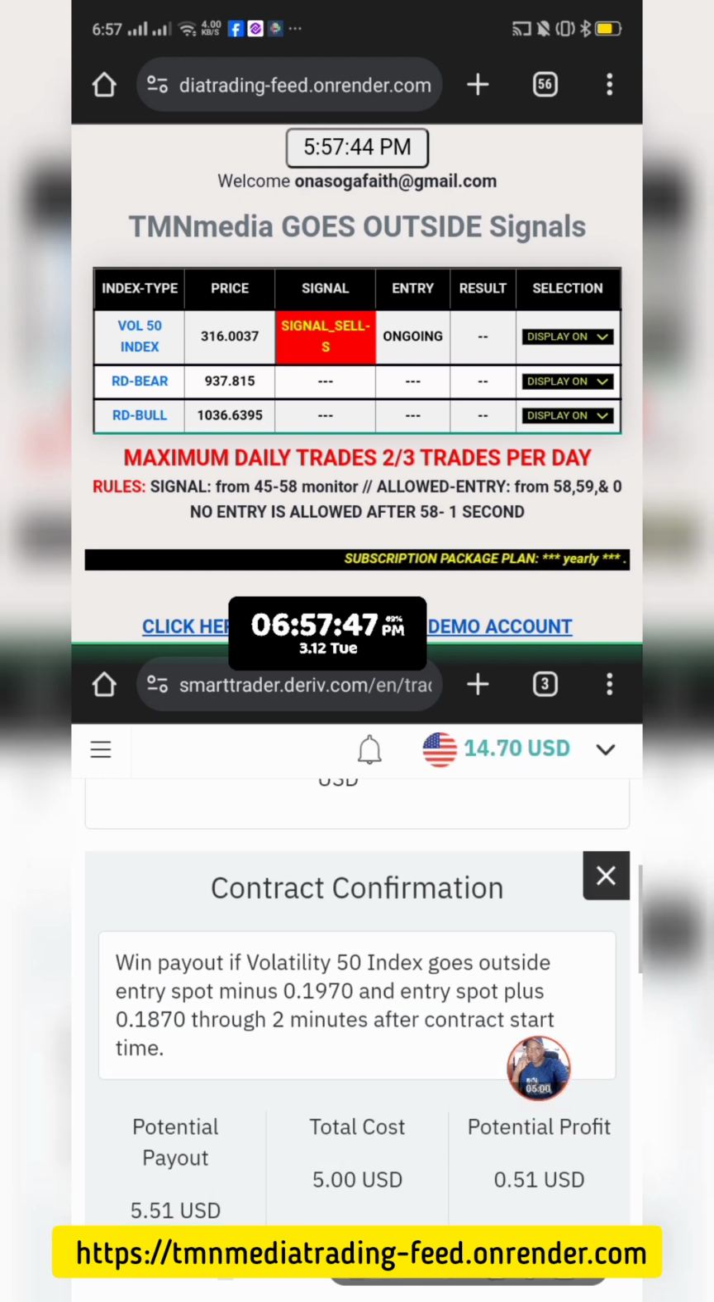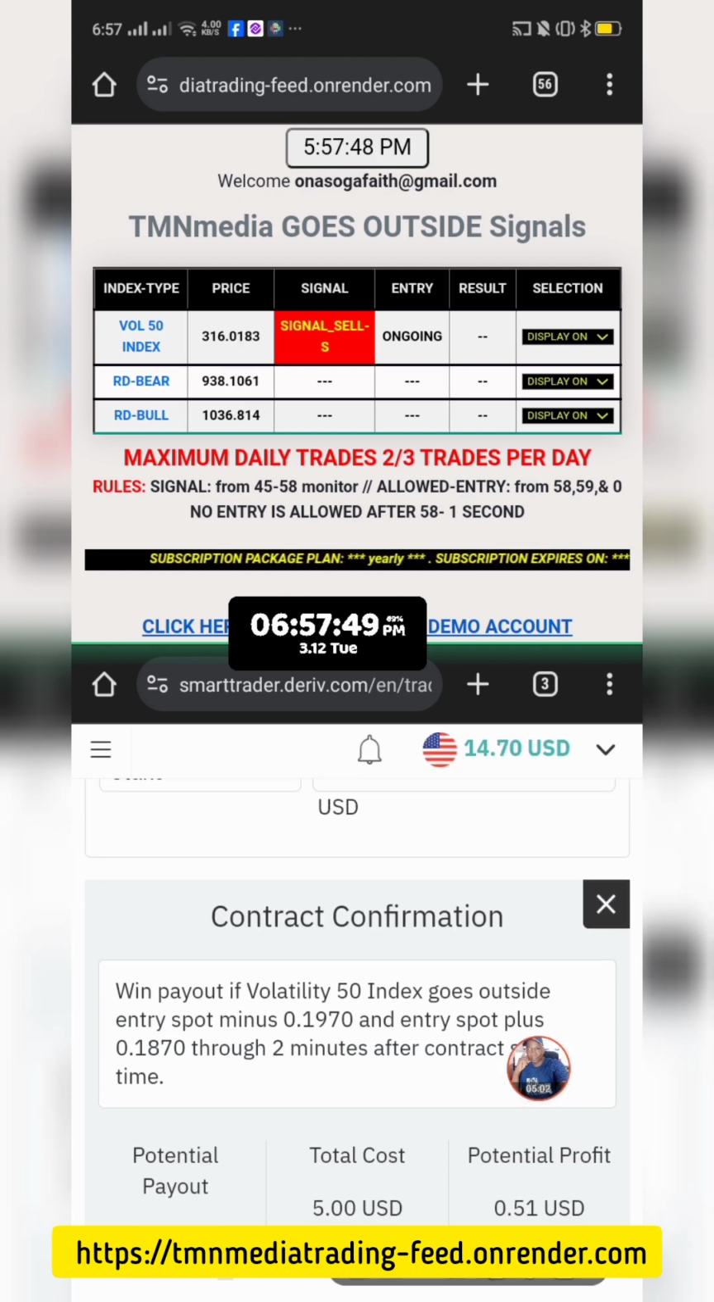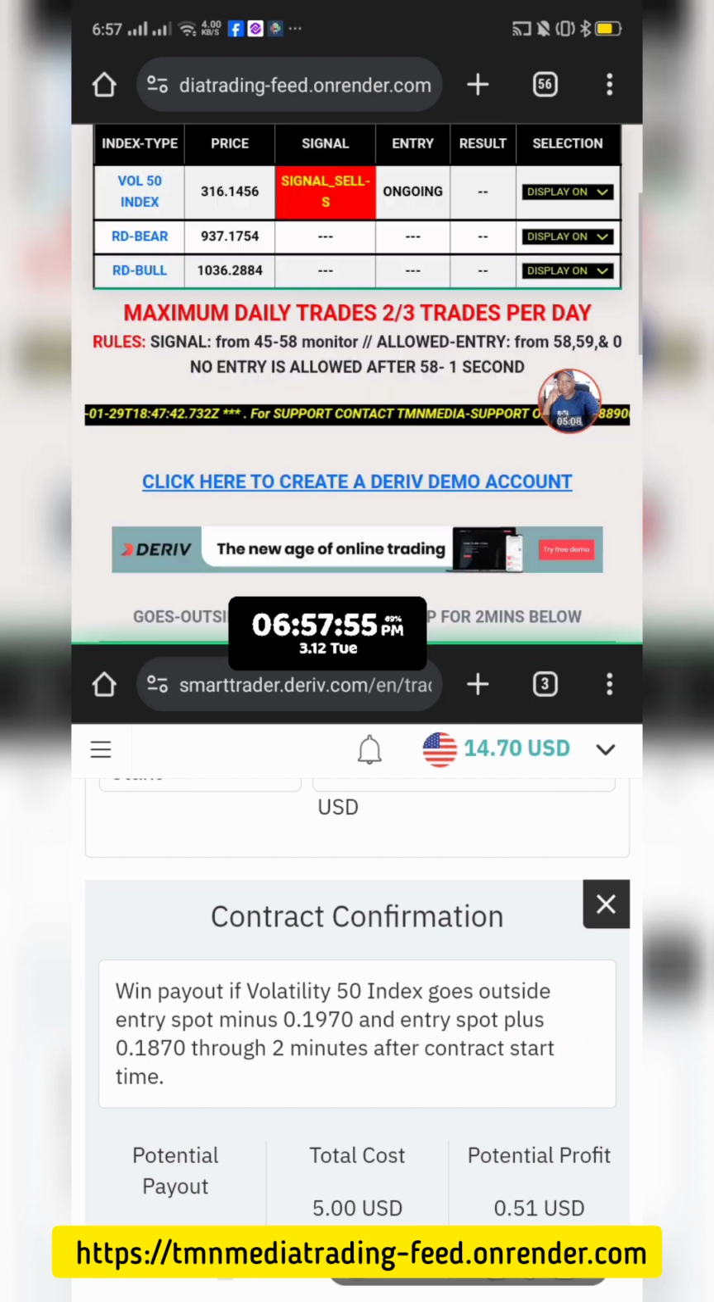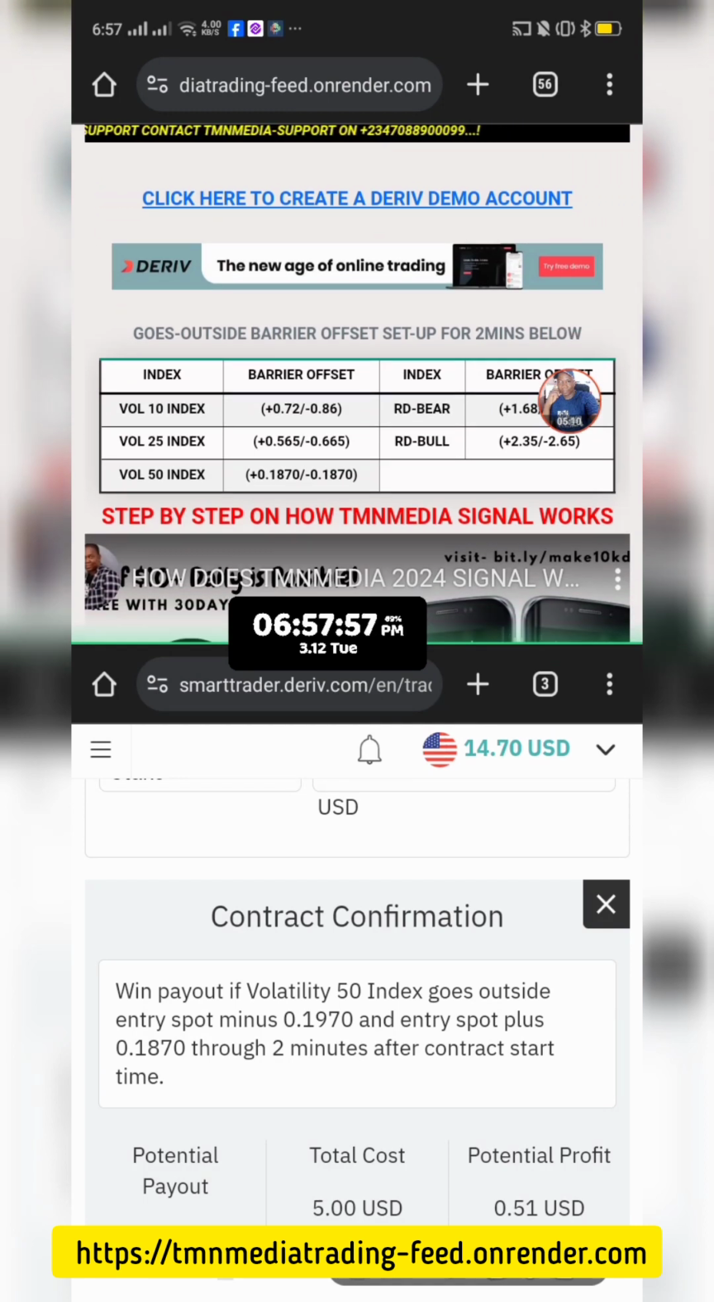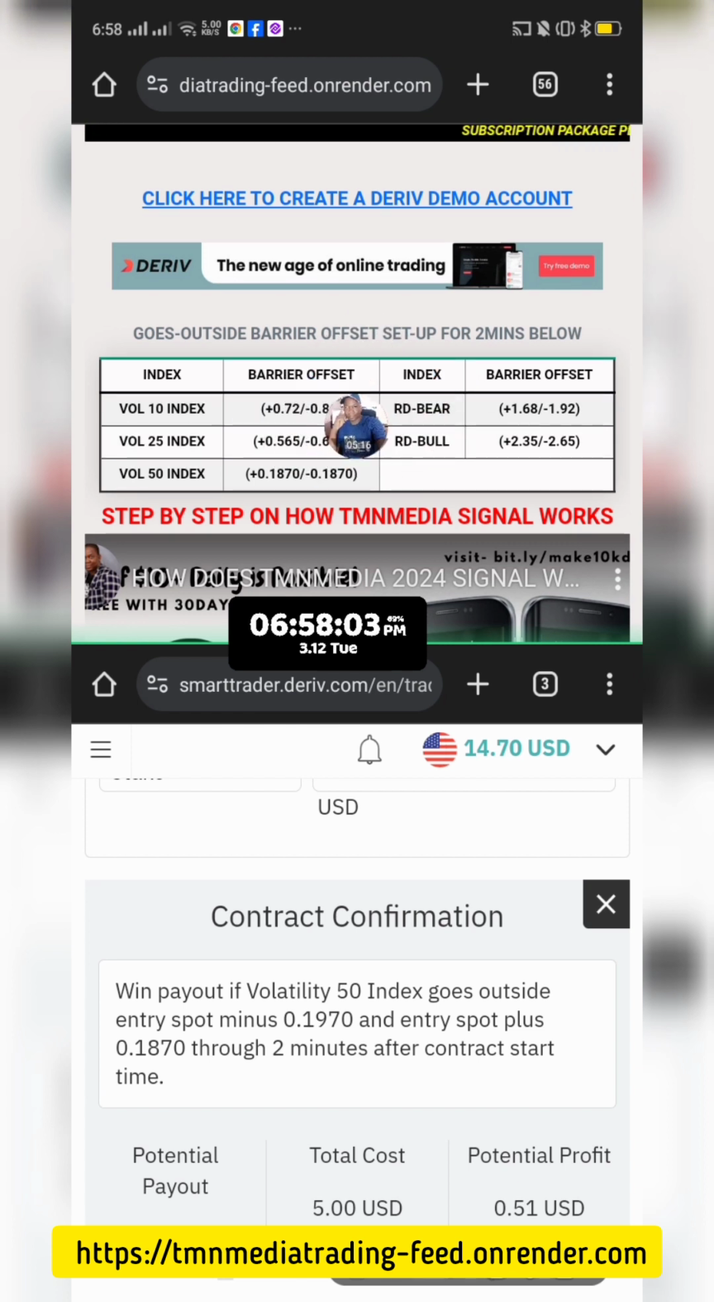Now, as I was explaining, a lot of people don't understand this fact. This is goes outside signal. I think yesterday I updated the barrier offset. This barrier offset is updated every month to meet the Deriv standard. I had to wait like 2 or 3 days before I updated it, so that I'm quite sure it can meet the standard.